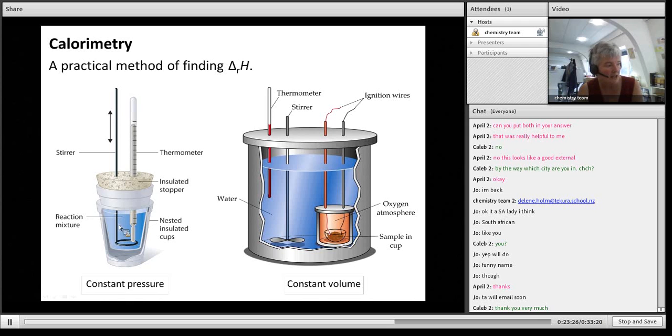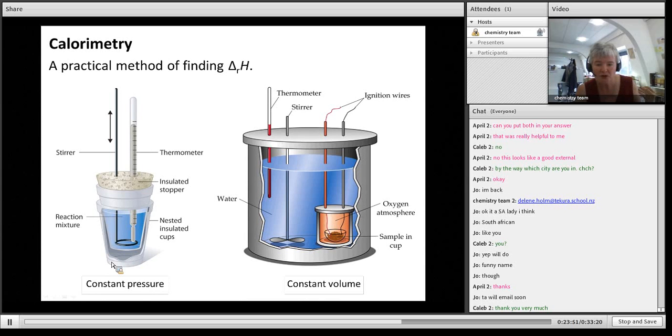And the same thing here. It's still the reaction mixture that's happening in here. That heat has to be absorbed by something, and in both cases we tend to measure the temperature change. So this has to be as insulated as possible so we don't get any heat loss.